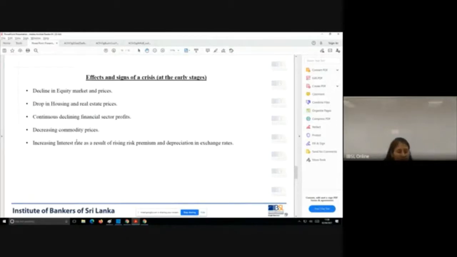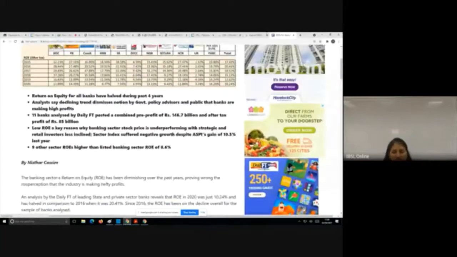Decreasing commodity prices. When you have all of a sudden collapses in the commodity prices, again, that is also an indication of a possible crisis. Crude oil price collapses, declines all of a sudden, when certain asset prices, commodity prices decline, it could create a financial crisis. Increasing interest rate as a result of rising risk premium and depreciation in exchange rate. Now that's why even locally, exchange rate is a huge concern.